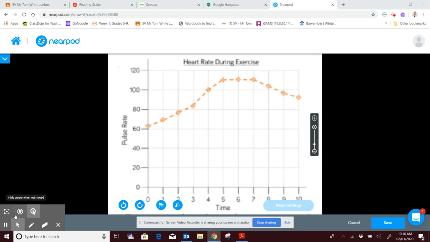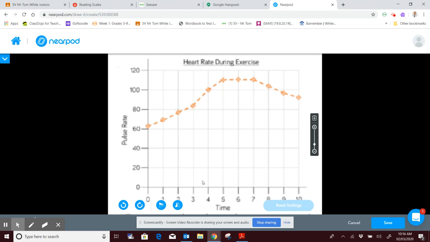Okay, so whenever you're looking at line graphs, the first thing you need to think about is the scale. So the scale on the x-axis, in this case, is time. You can see there it's time. And the scale on the y-axis, in this example, is pulse rate, so how many beats per minute the heart is doing. So it's a graph about the heart rate during exercise.